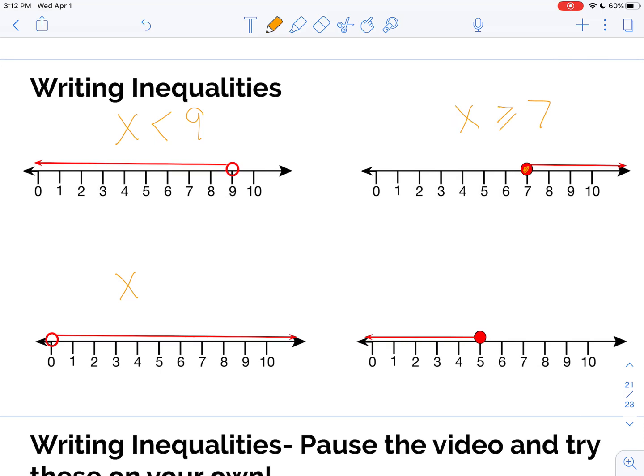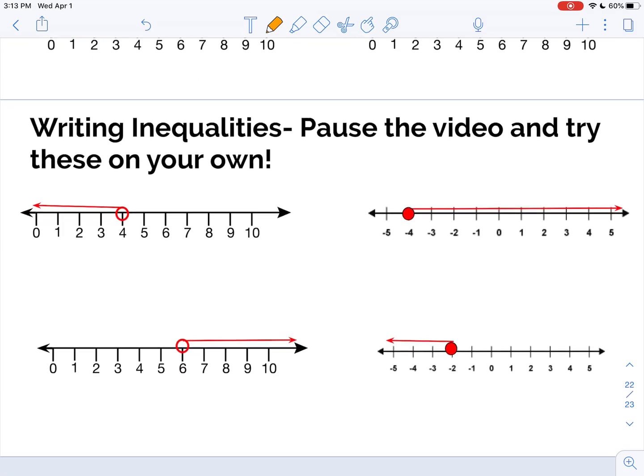Next one, x, and 0 is where the dot is. So it's open, so it cannot be equal, and it's pointing to values that are greater than, so it is just the greater than sign. And then last one on the page, x is the variable and the dot is at 5. The dot is closed, so it could be equal to, and the arrow is pointing towards the values that are less than 5. So it is less than or equal to 5.